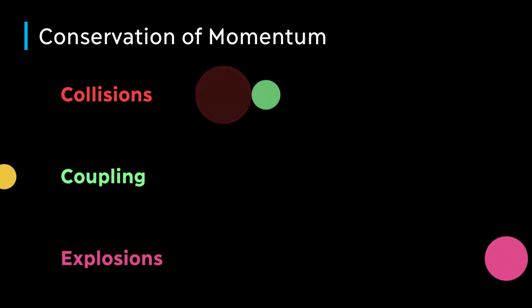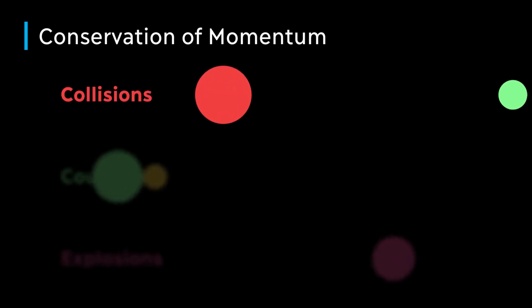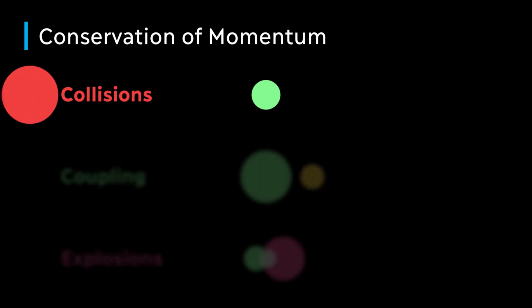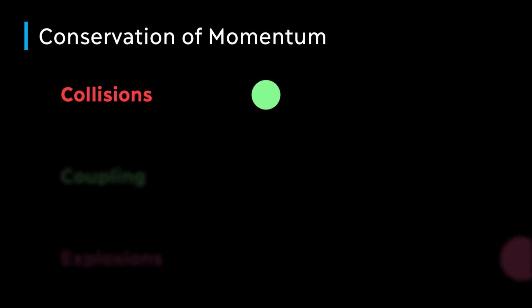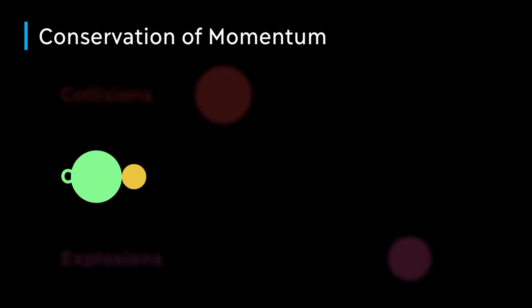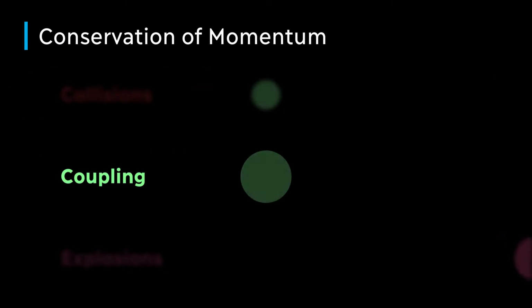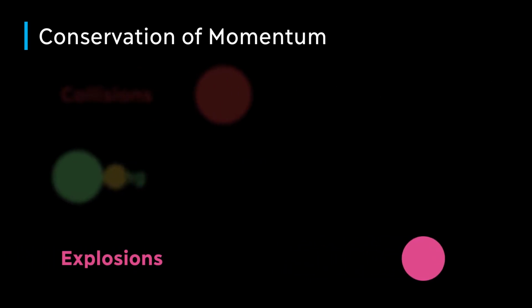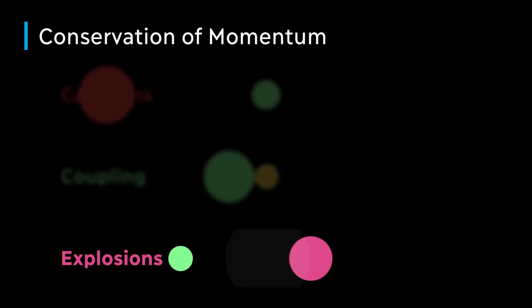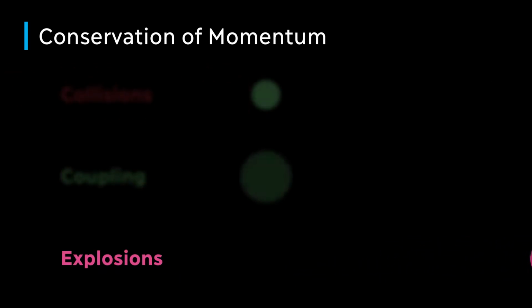We have collisions or bounces, where an object hits another object and that object flies off. Sometimes the original object may also rebound and bounce backwards. Coupling, where an object hits another object and they move off stuck together. And finally, explosions, where objects that were initially together move apart due to a sudden release of energy.